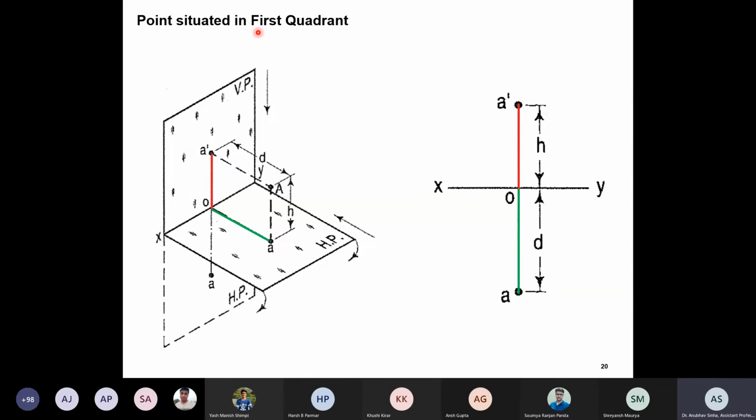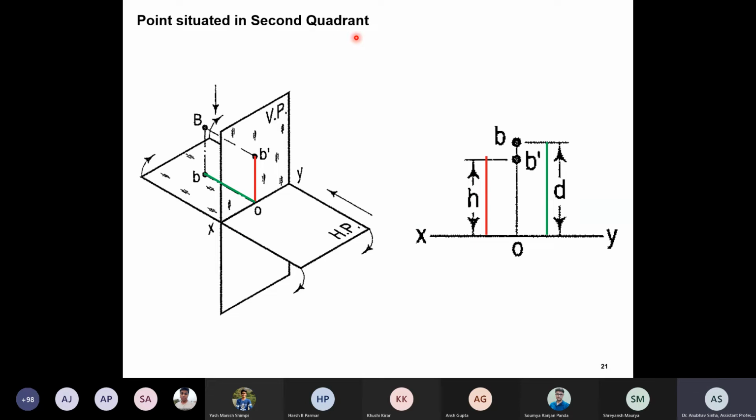So if your point is in the first quadrant, this is how it will look. If it is in the second quadrant, second means behind the VP, B is the point. Now what I am doing, this has to be rotated. This will go and coincide with this. VP and HP will lie on the same plane. So you will draw B dash, H, D like this.